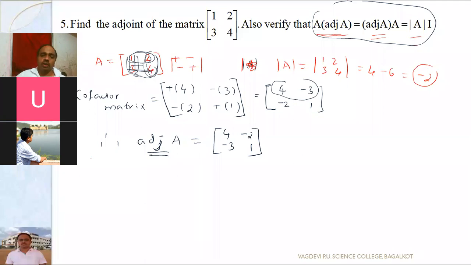Okay. Now I'll come to the main question. Question is verify that A into adjoint A. Therefore, I'll start here. A into adjoint A. So what is the given matrix A? The given matrix is 1, 2, 3, 4. And what is the adjoint? Adjoint I got here: 4, minus 2, minus 3, 1.